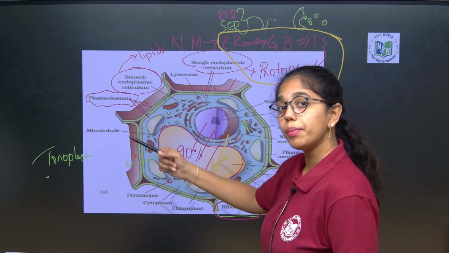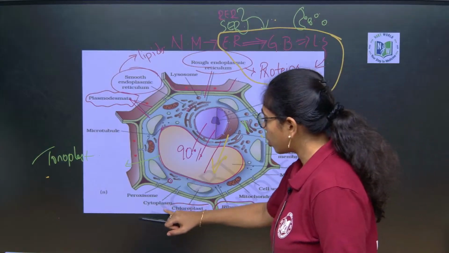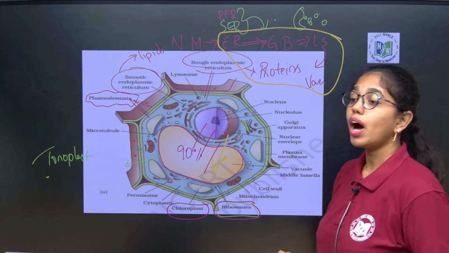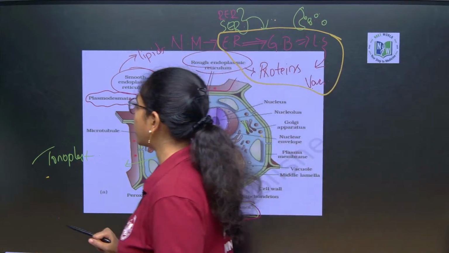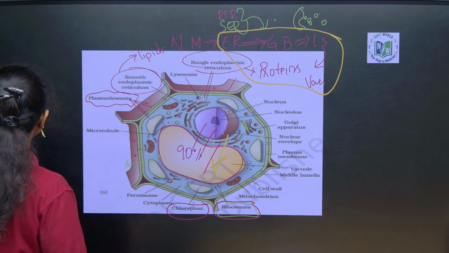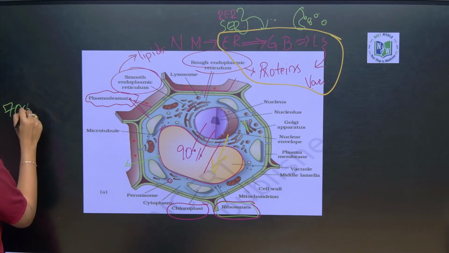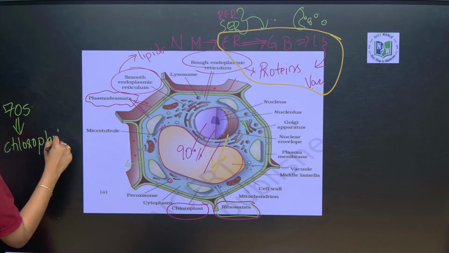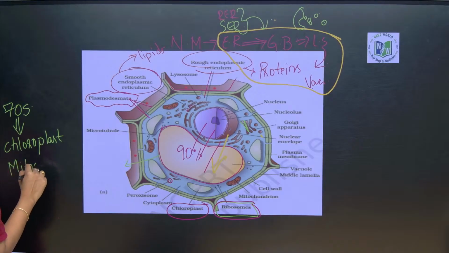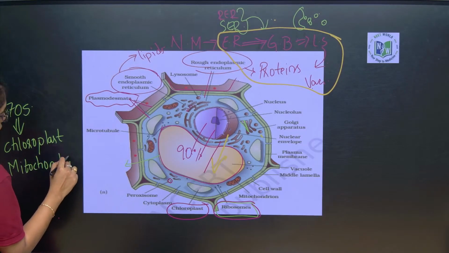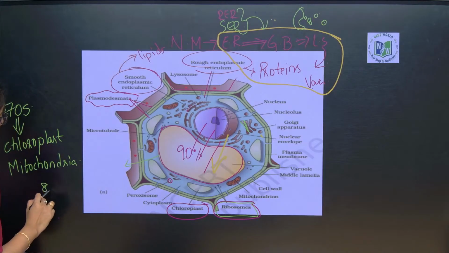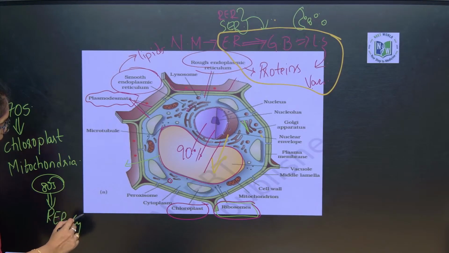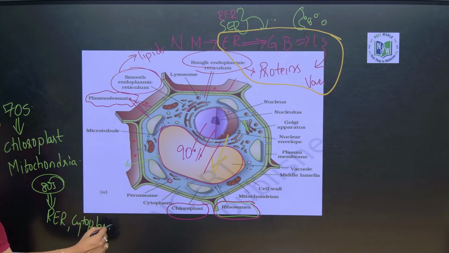What are the double membrane bound organelles present in a plant cell? Chloroplast, mitochondria and nucleus. Fine. And what are the types of ribosomes that you can see in a plant cell? You can see 70S ribosomes in chloroplast and mitochondria. And you can see 80S ribosomes over rough endoplasmic reticulum and inside the cytoplasm. Okay. Keep that in your mind.